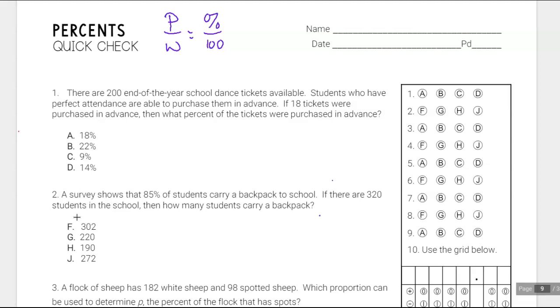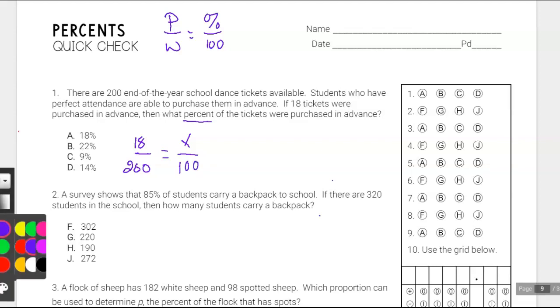There are 200 end of the year school dance tickets available. Students who have perfect attendance are able to purchase them in advance. If 18 tickets were purchased in advance, then what percent of the tickets were purchased in advance? Since I know I'm dealing with percent, I'm going to go to that proportion. Part over whole equals percent over 100. My whole is the 200 tickets. My part is the 18 tickets. I do not know my percentage, so I'm going to use a variable and put it over 100.